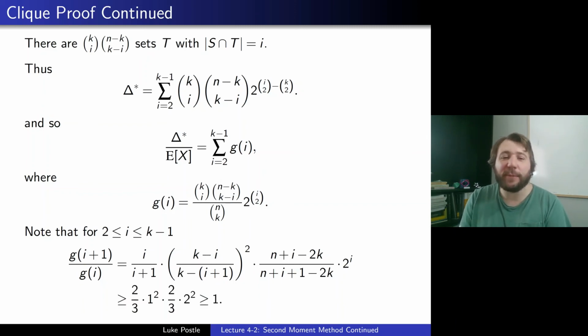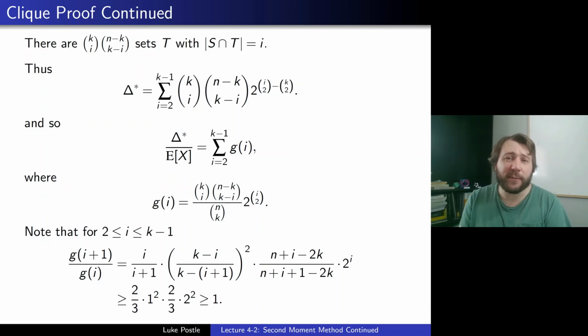Well, i over i plus 1, i is at least 2. That's going to be at least 2/3. The middle term is actually at least 1, so it's at least 1 squared. And then that right side term, if k is at most n over 2, and again, k is something like log n, will also be large. So it'll be something like 2/3. It'd be very close to 1, actually. Altogether, you conclude that this ratio is at least 1.